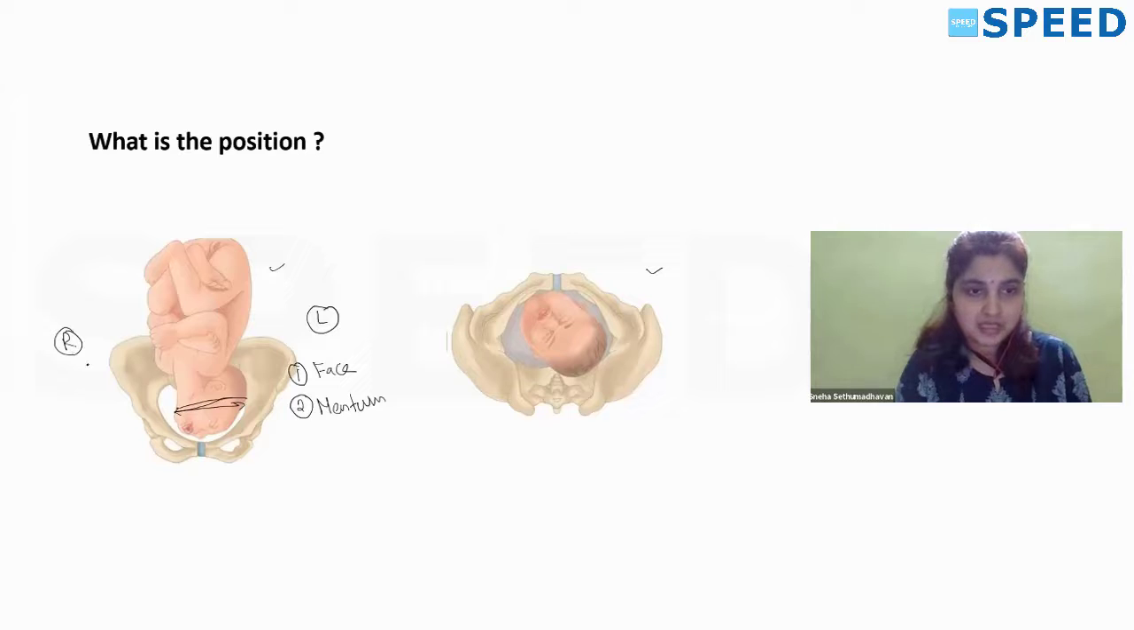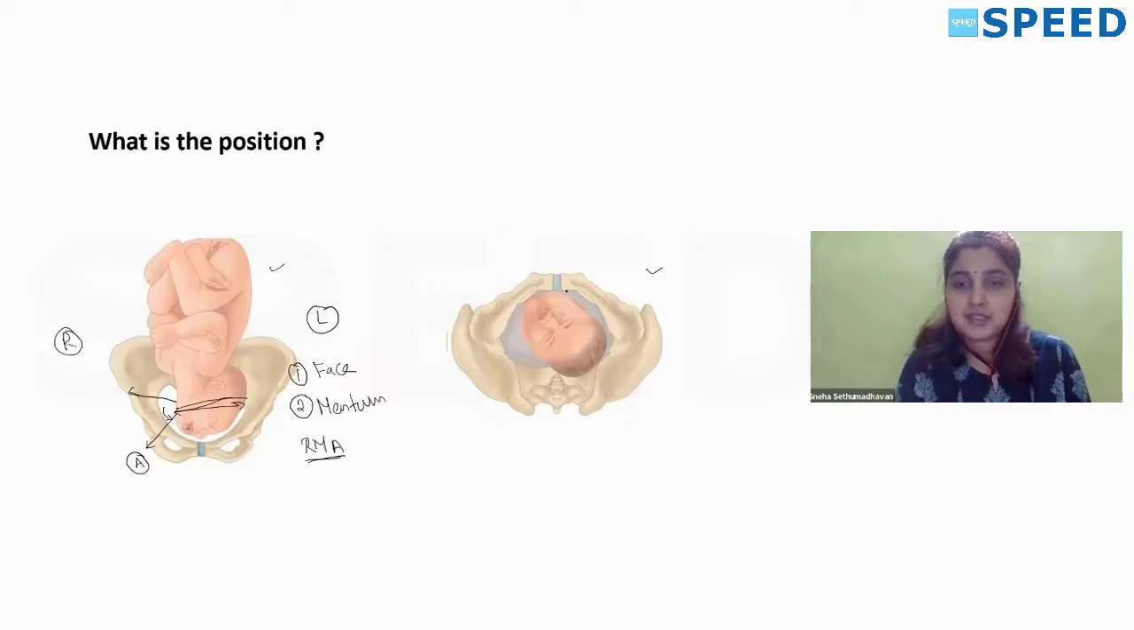Mentum is towards the right side. But if you notice, it is not directly transverse. It is pointing a little bit towards the symphysis pubis, towards the anterior side. So the position will be right mento anterior.